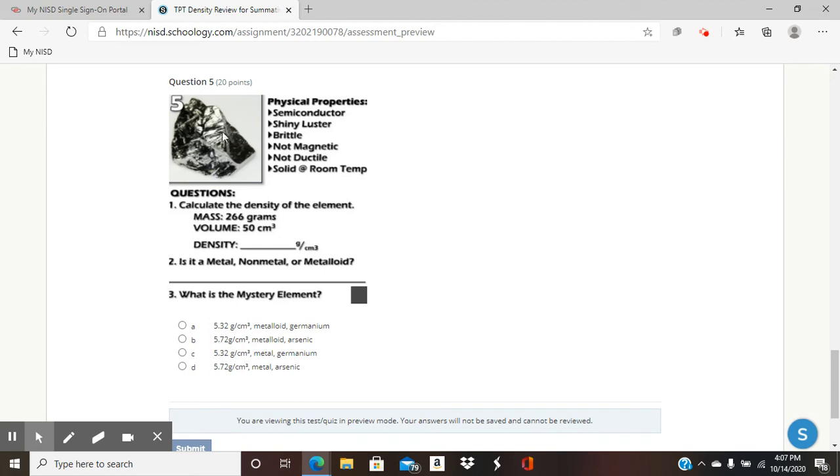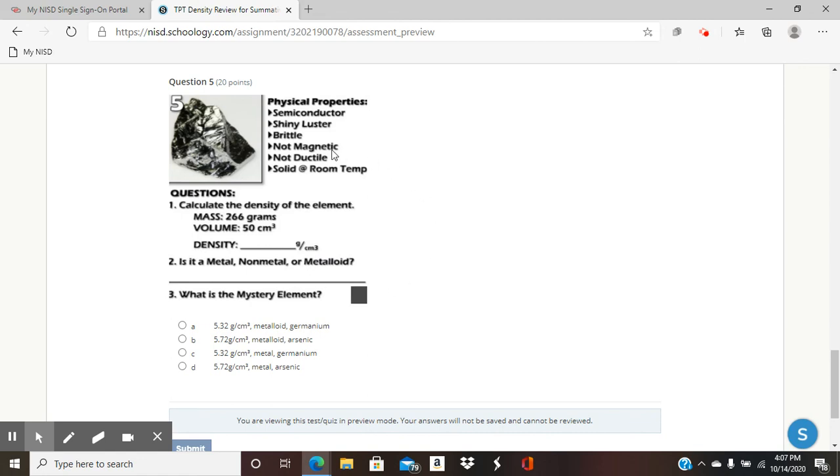Question number 5, the physical property is semiconductor. Remember again, it's a key word, semiconductor, shiny luster, but it's brittle. It's non-magnetic, it's not ductile, it's solid at room temperature. So again, you're going to calculate the density of the element, and I give you the mass, I give you the volume, you're going to solve for your density. Again, in your calculator, you would type in your mass first, divided by your volume, and that will give you your density.